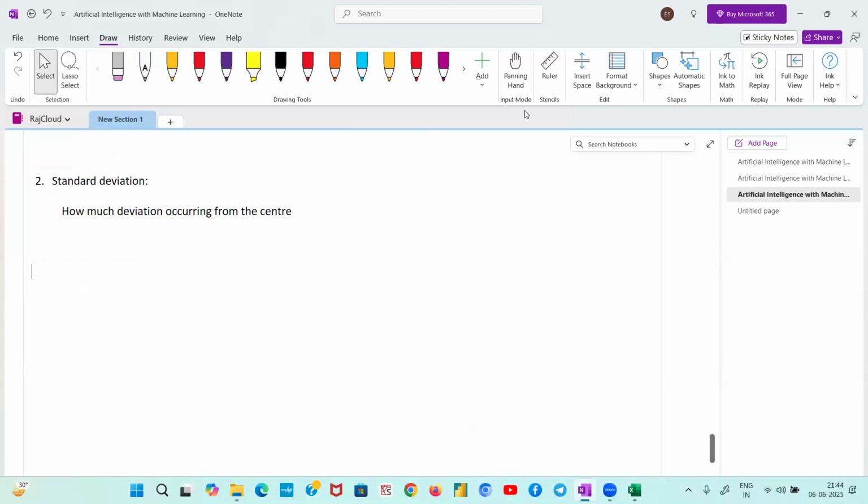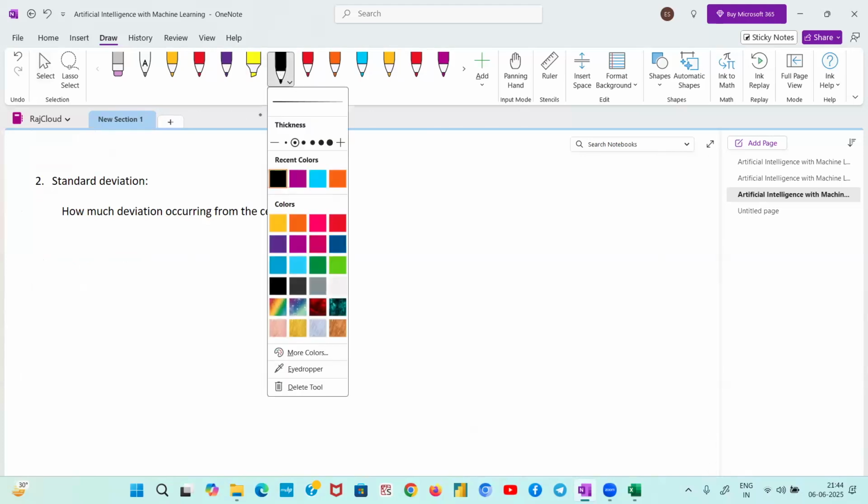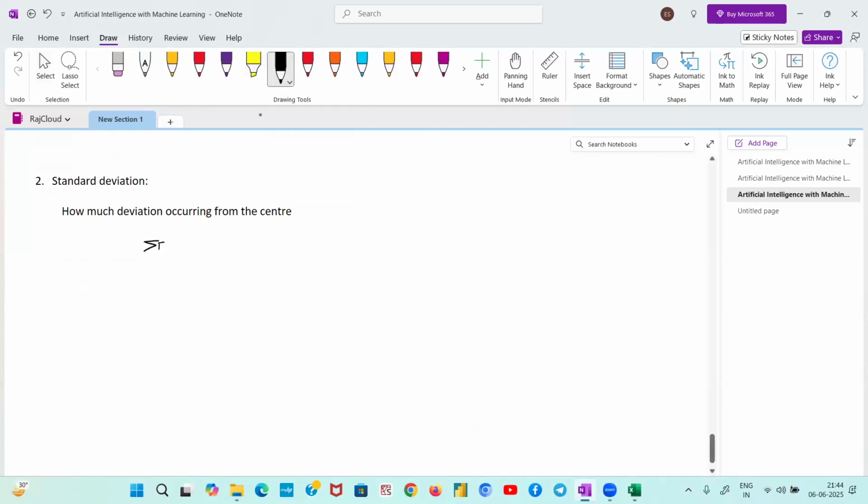So there is also a formula, but we don't do any formula here. I will just write the formula here. What does it look like? But our Python will do it, as I told. It will be like this: square root of the sum of (xi minus x bar) whole square, divided by n minus 1. With square root like this.